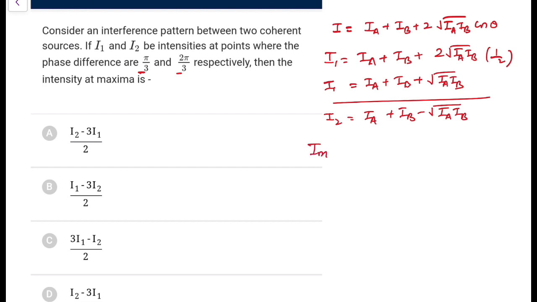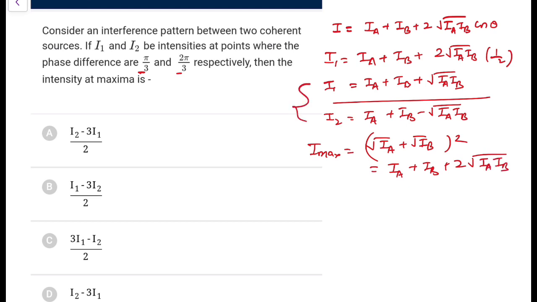Now what we know, the maximum intensity at any point would be root of IA plus root of IB whole square. So you basically write it as IA plus IB plus 2 root IA IB. Now you are very smart, you can do this calculation. First of all, add these two. If you add I1 plus I2, it would be 2 times IA plus IB. So IA plus IB you can write as I1 plus I2 by 2. Now for 2 root IA IB, it's better to subtract them. What you will have is I1 minus I2, and no need to divide by 2 because I1 minus I2 would be 2 root IA IB. So this is what you have got. Just simplify it. This would be 3 times I1 minus I2 upon 2. So the C option is appropriate.